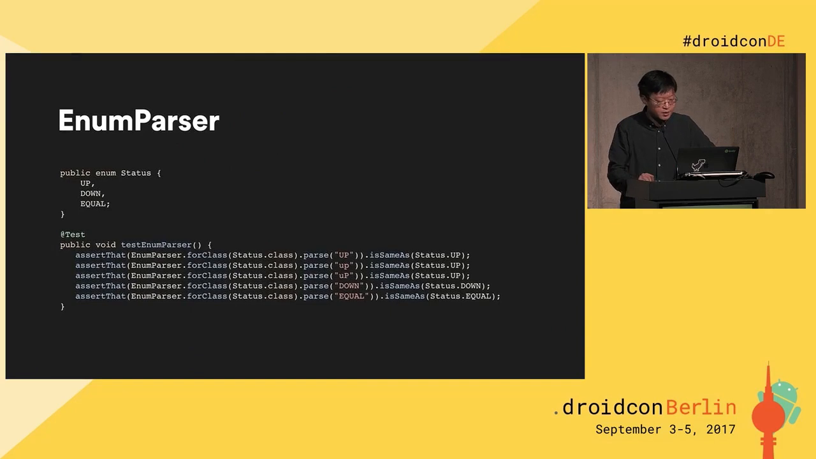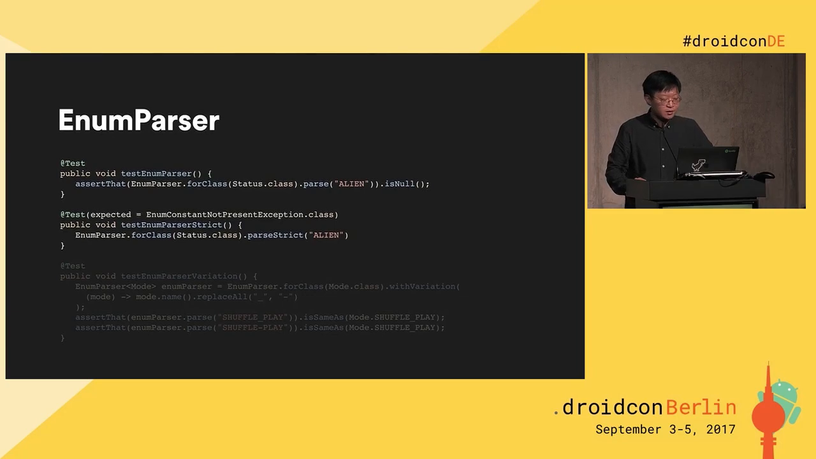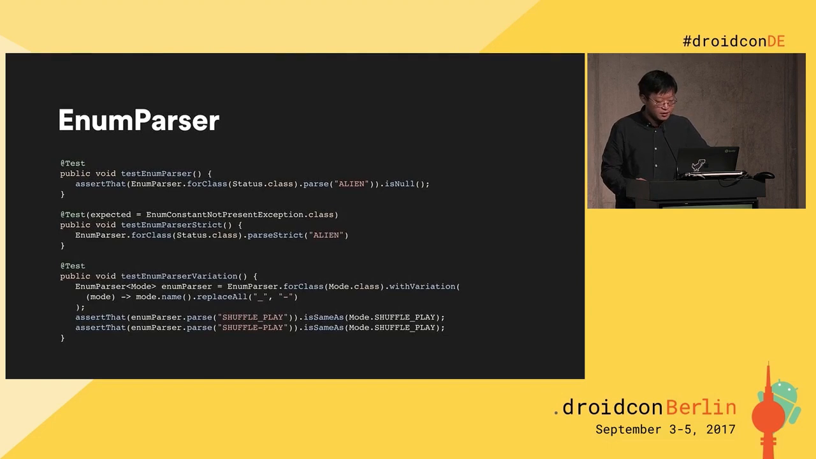This is the unit tests, and you can see that the class is called enum parser, and there is a method called forClass. It ignores the case, so every different variation goes to the status up, and down and equal are the same. If the value is unknown, it returns null by default, and there is another method called parseStrict, which will throw an exception if the value is unknown. Lastly, it also supports some variation, so it can cover the dash, which is not supported by the enum.